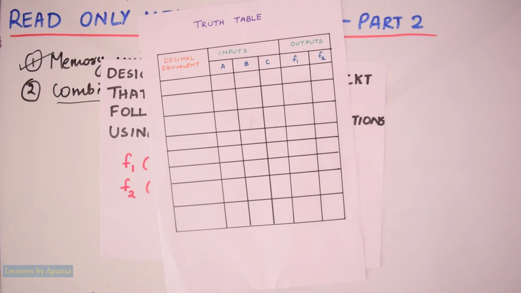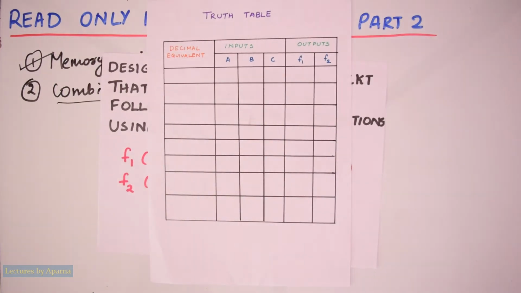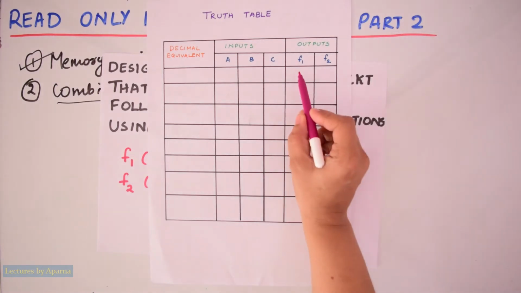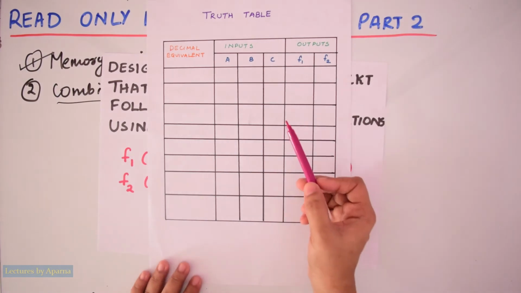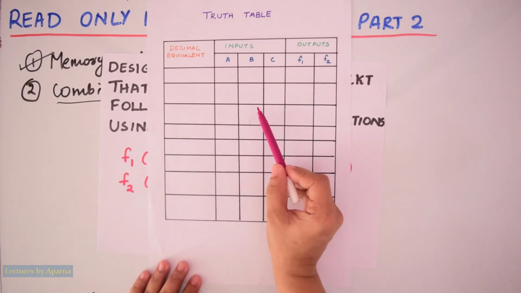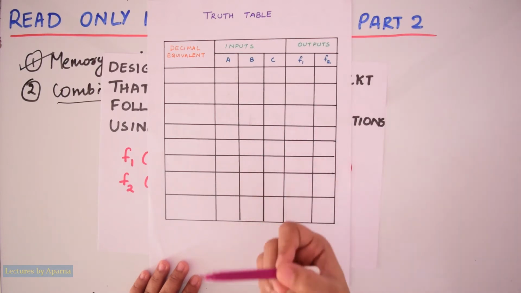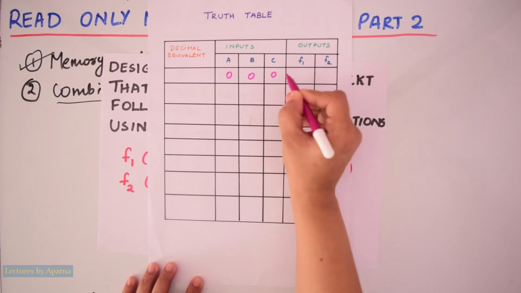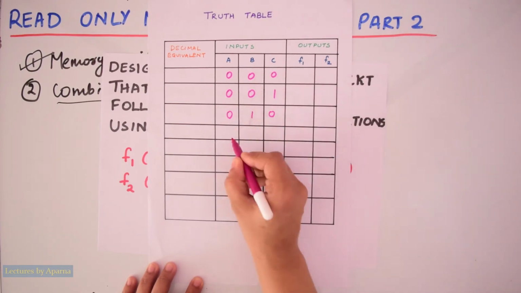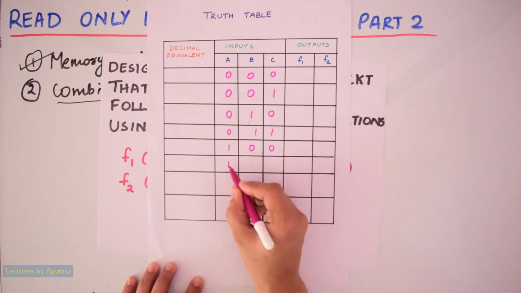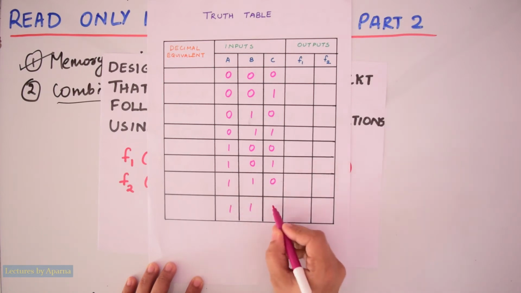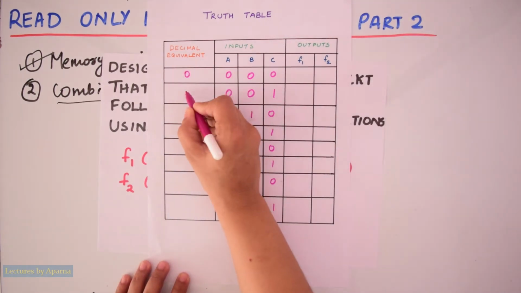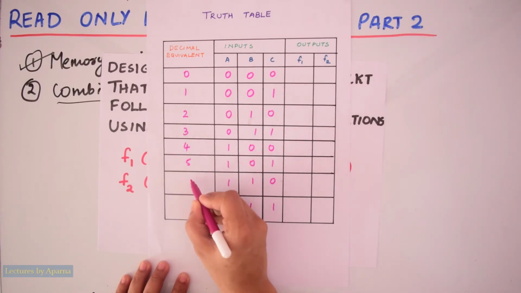In the truth table, there are two sections, input and the output. In input, there are three variables, A, B, C. And in the output, there are two variables, F1 and F2. Then there is a column which is the decimal equivalent of these binary numbers formed by A, B, C. So first we will write all the binary number combinations on the input side. So it will be 000, 001, 010, 011, 100, 101, 110 and 111. Now write the decimal equivalent of these binary numbers. It will be 0, 1, 2, 3, 4, 5, 6 and 7.